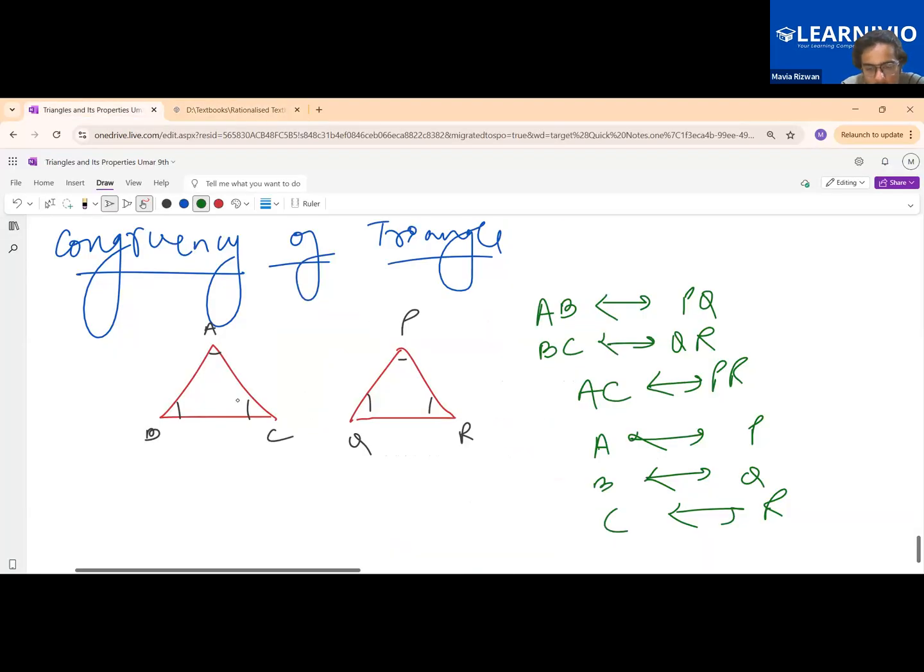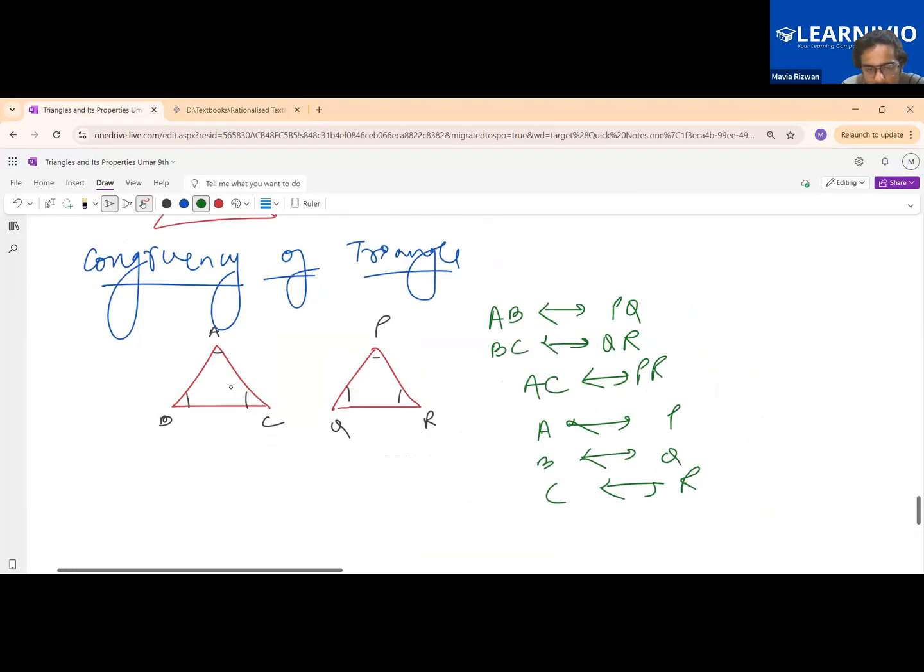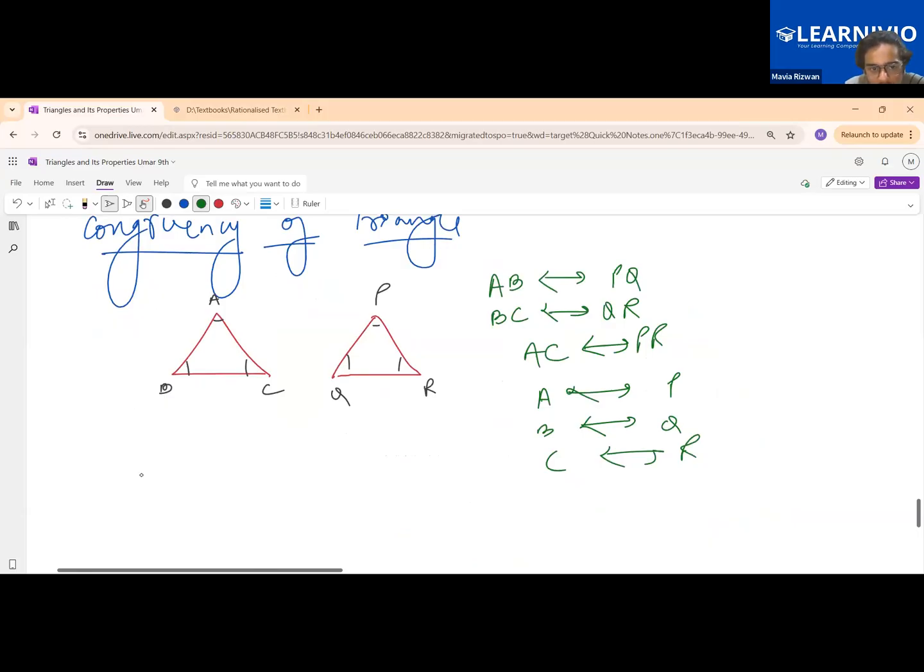So now, Umar, therefore we can write that triangle ABC is congruent to triangle PQR. This sign, equal to with an S on top, is the congruence sign. So we call it triangle ABC is congruent to triangle PQR. Is this clear, Umar? What is congruency of triangles?